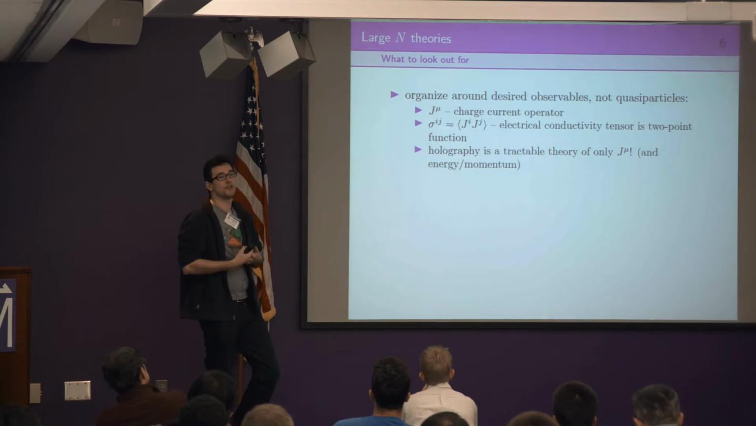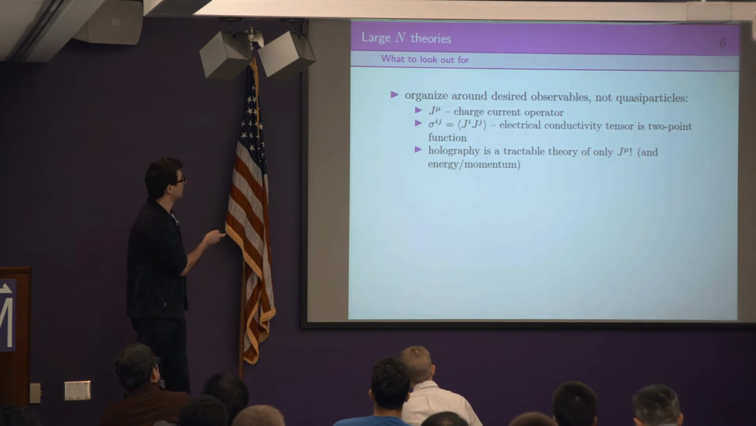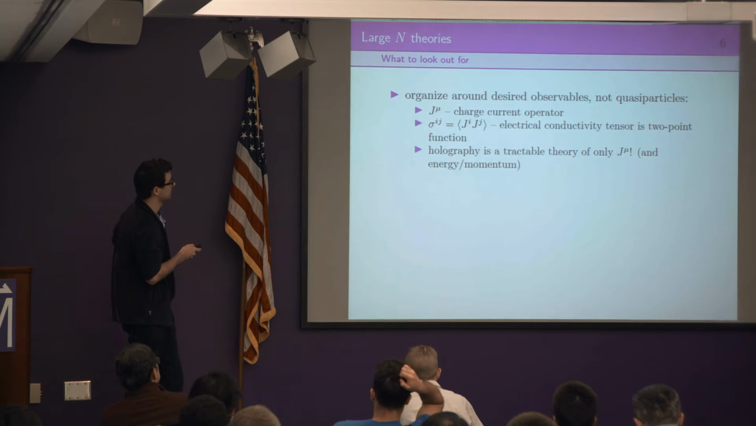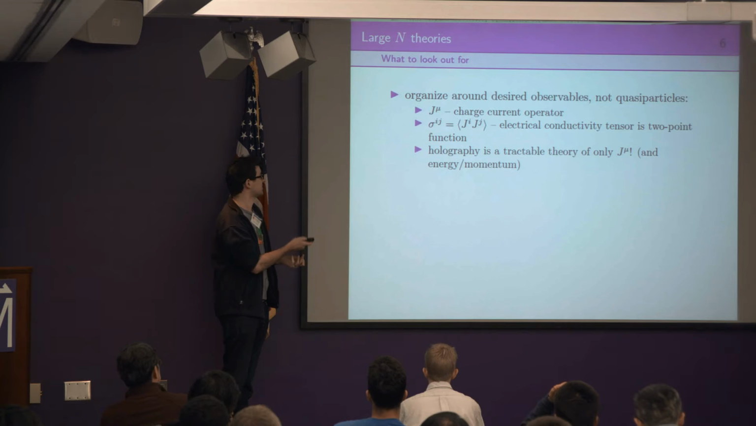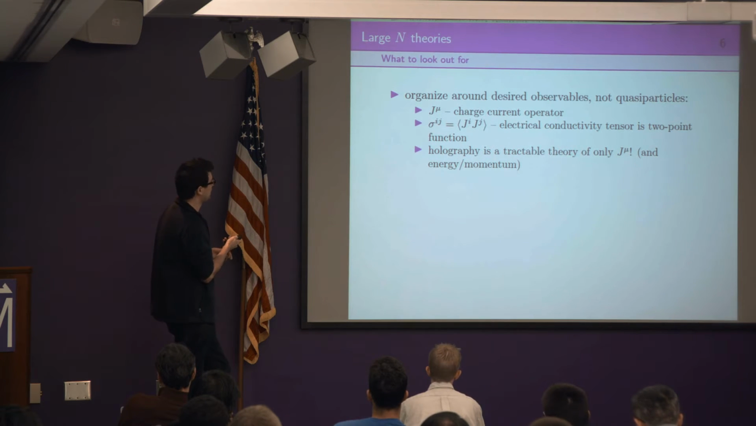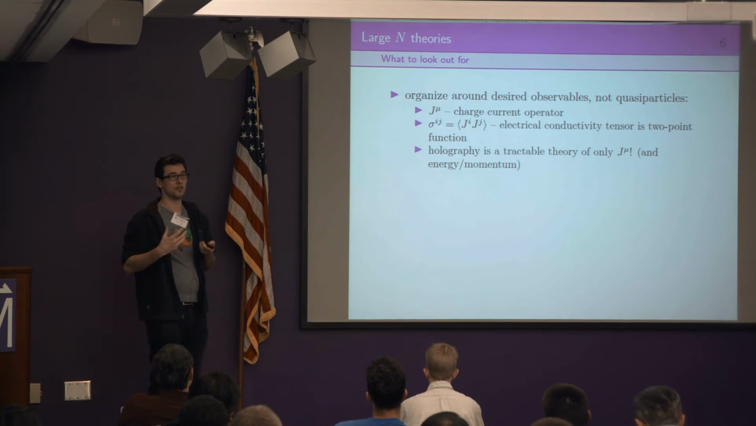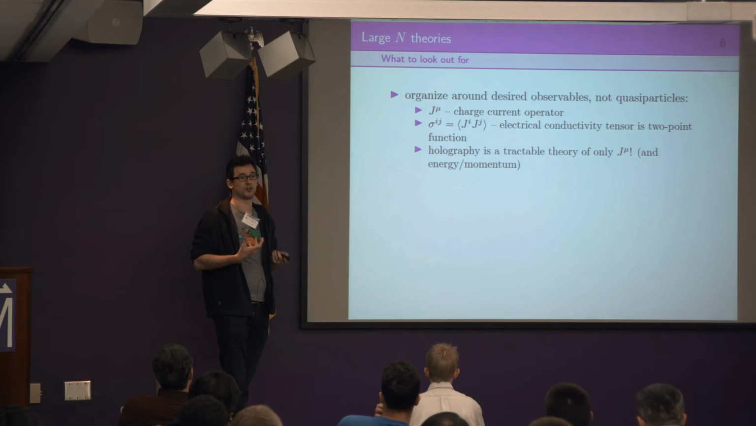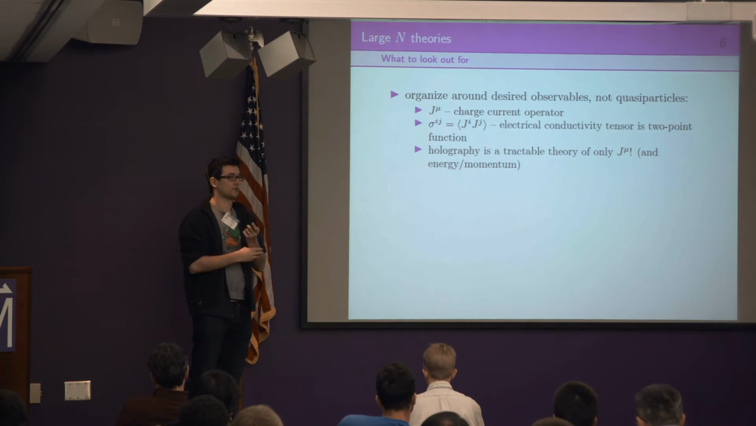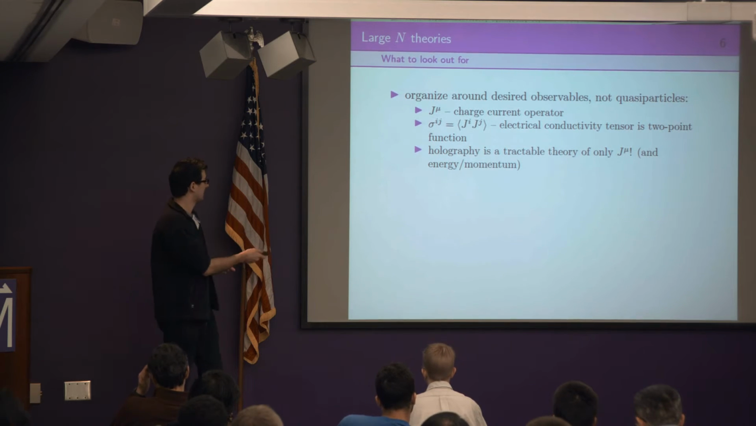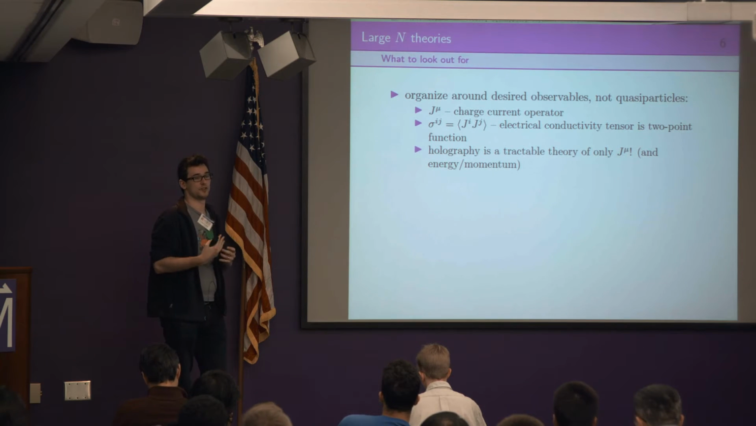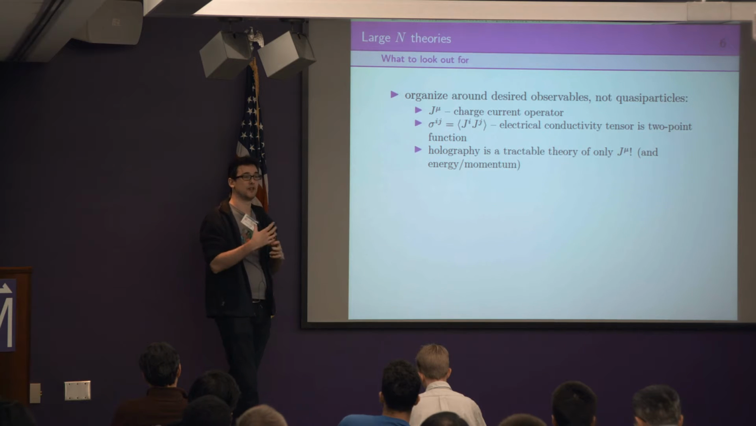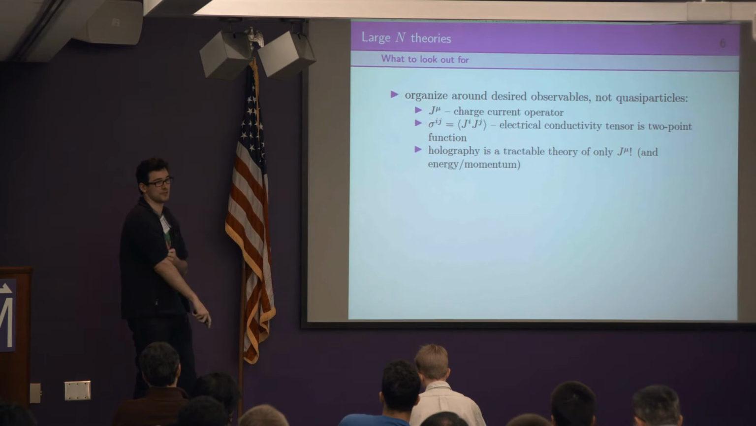So the framework of holography roughly goes like this. We want to organize our description of the dynamics around the desired observables that we're interested in instead of quasi-particles. So if we're interested in, for example, calculating the electrical conductivity, we would calculate some effective theory, some holographic effective description, that essentially only gives us the dynamics of the charge current operator. So there's no quasi-particles, there's no large N matrix degrees of freedom that we're dealing with in our calculation. The calculation will only give us the correlation functions of this current operator. So it zooms in on a theory of only the operators that we're interested in measuring.